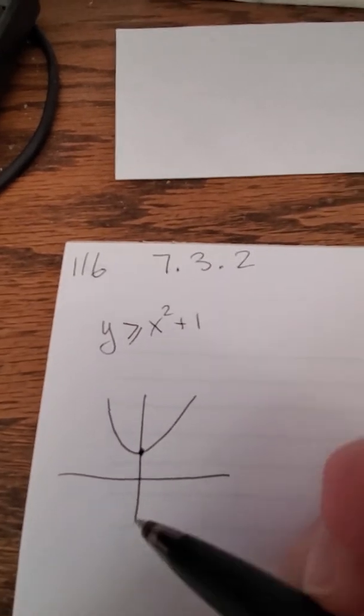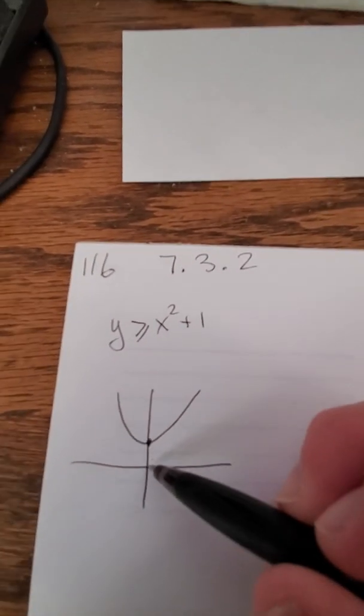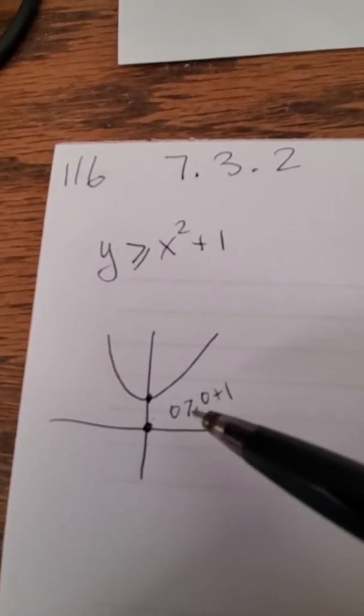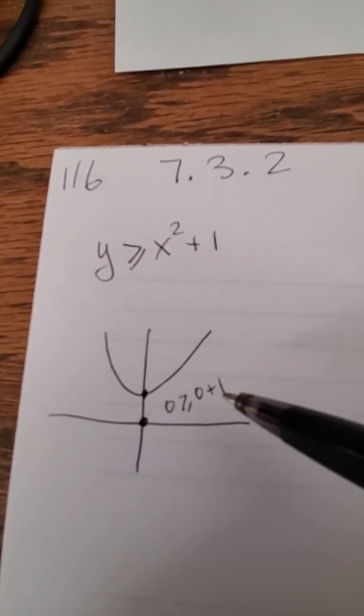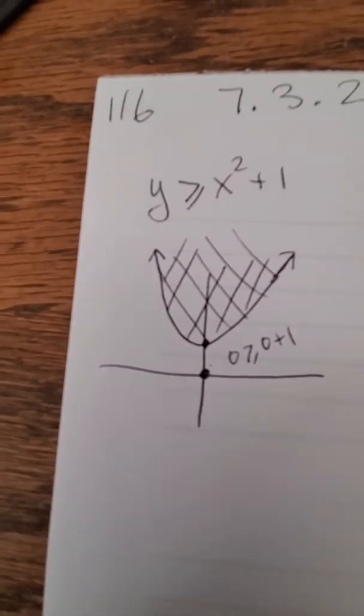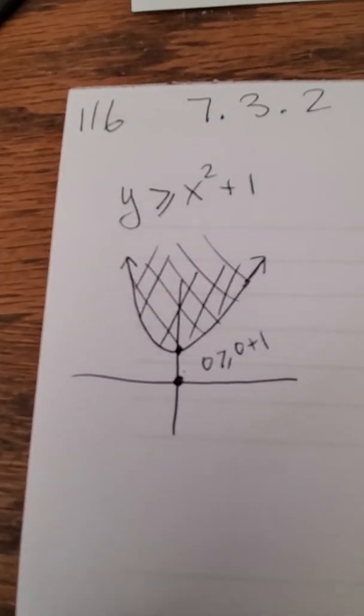And then you pick a test point that's not on the parabola. I like picking (0, 0). It's nice and easy. And I get 0 is greater than or equal to 0 plus 1, which is not true. So therefore, I shade in everything on the other side of the parabola. And my cup is full.